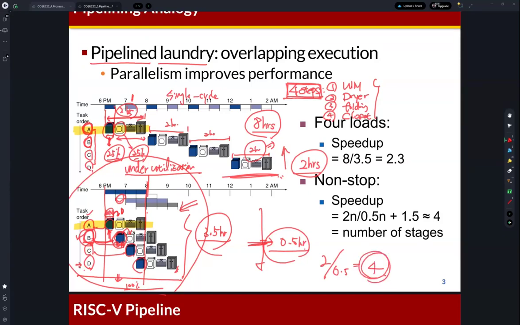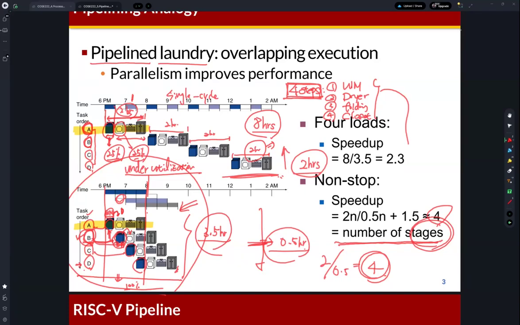So if there are many tasks, right? This 4 is equivalent to the number of steps, so it's called the stages. When you build the pipeline steps, this is called a stage, right? So it's equivalent to the number of stages, and we can improve the performance.